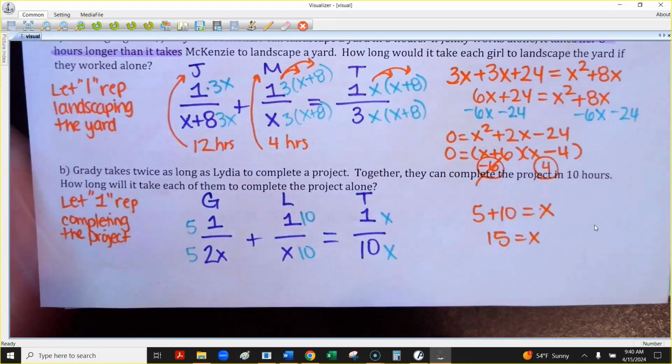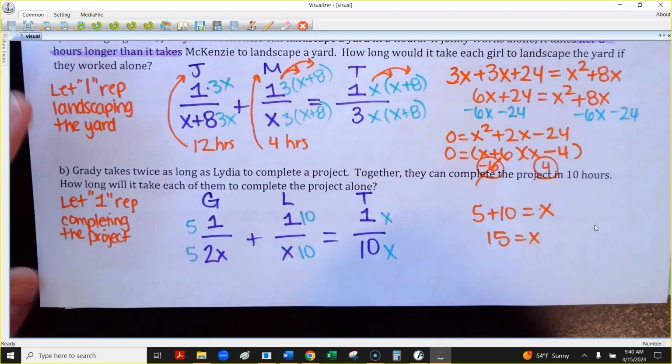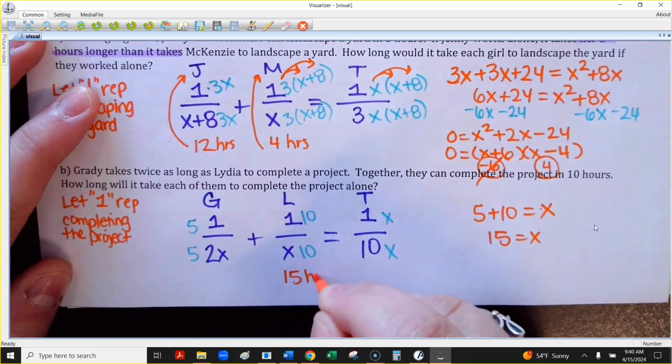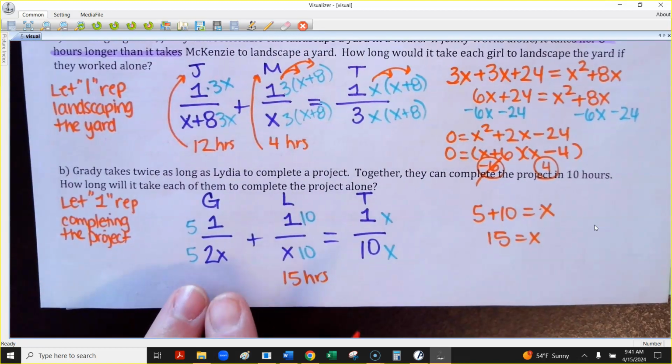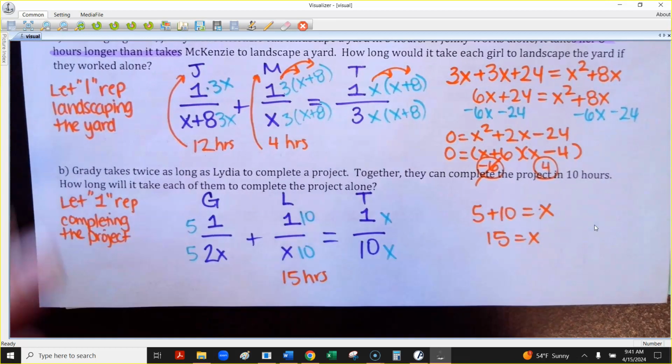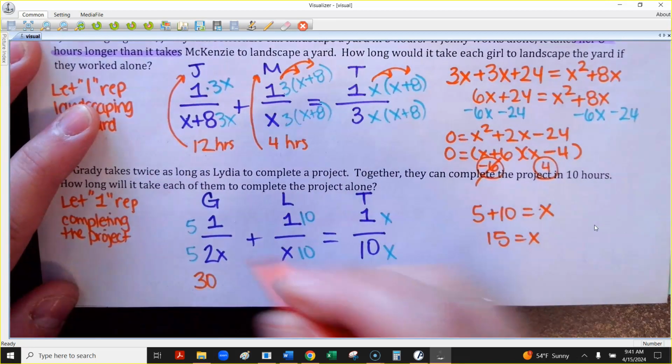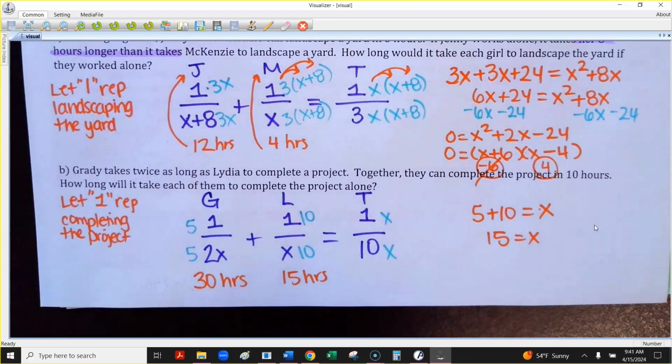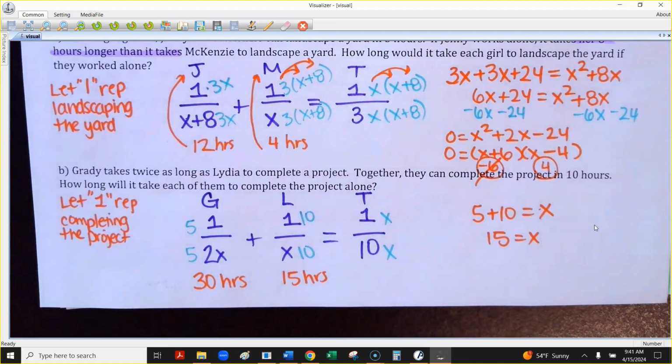Now, x is going to be Lydia's time, so it would take 15 hours. And then Grady takes twice as long, so you would double that. So then he would be 30 hours to complete the project alone. Is anybody having a question?